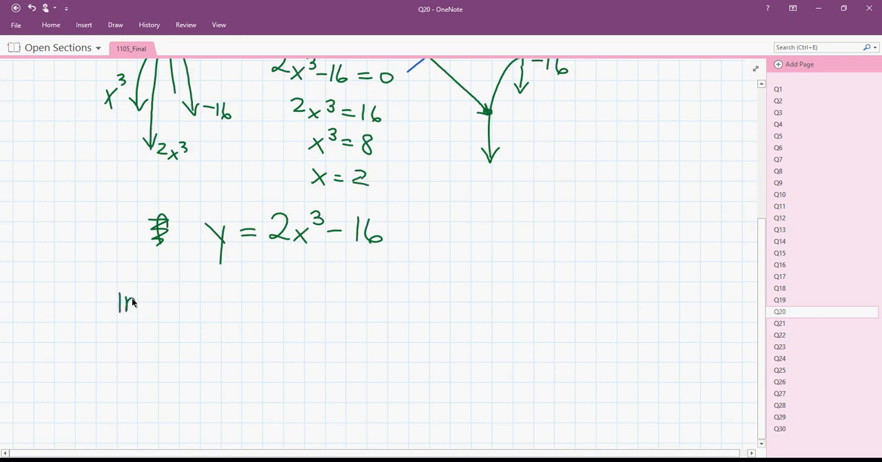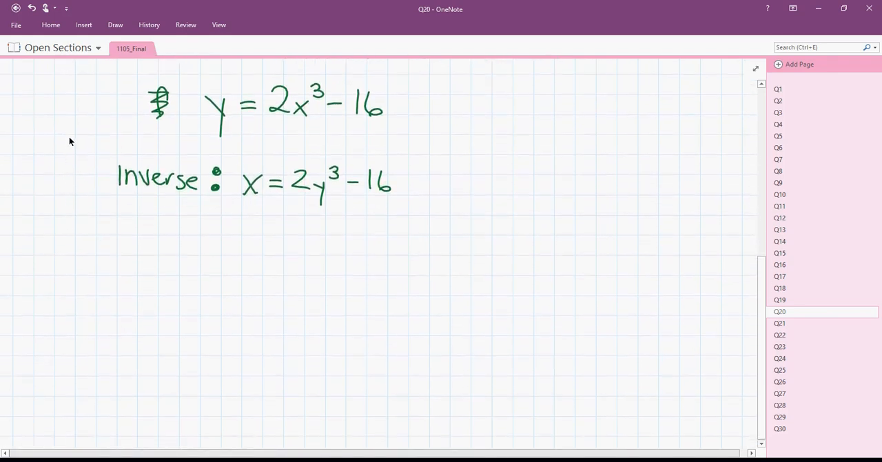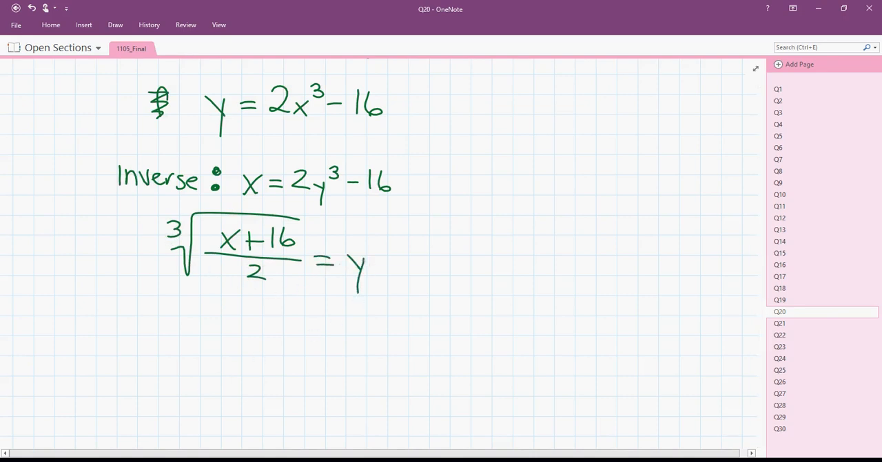So the inverse would be x equals 2y cubed minus 16. So if we were going to solve that algebraically, we'd move the 16 over. So we'd have x plus 16. We have a 2, so we divide by 2. And then we have a cube, so we would take the cube root. Or more accurately, f of x inverse of x.